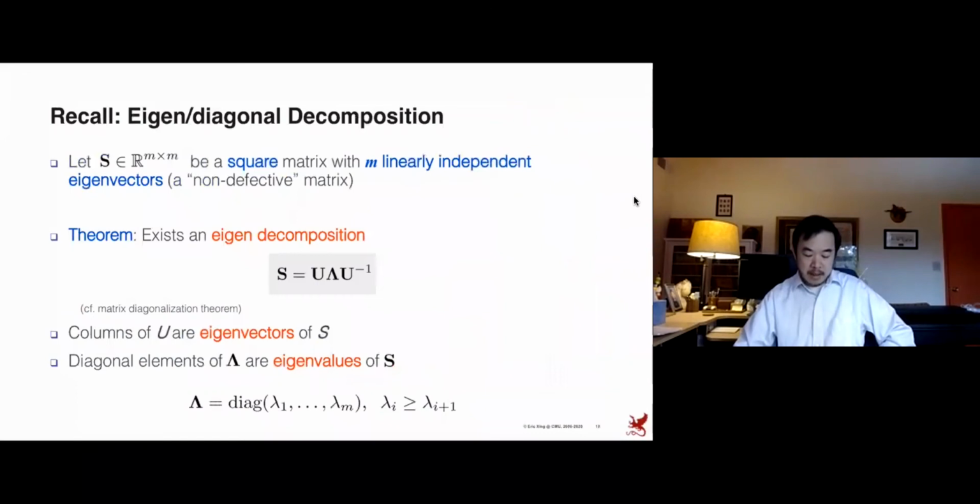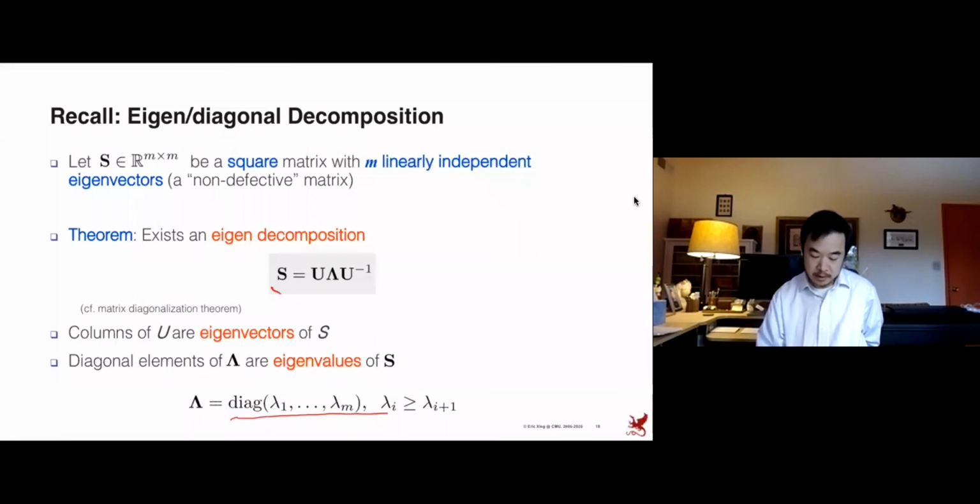So that basically gives us the SVD theorem. Let S be a square matrix with m independent eigenvectors, then there exists an eigendecomposition of this. This is really what we have in the PCA. And they have, again, this ranked list of eigenvalues.